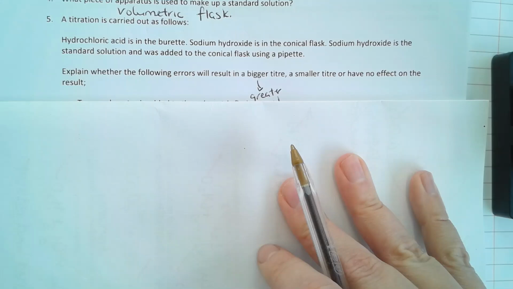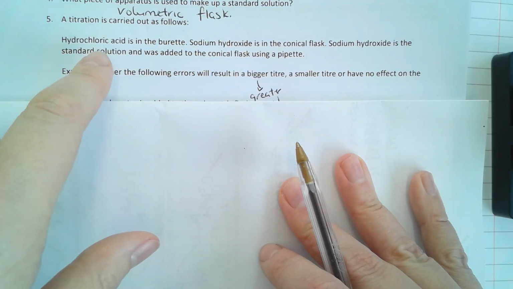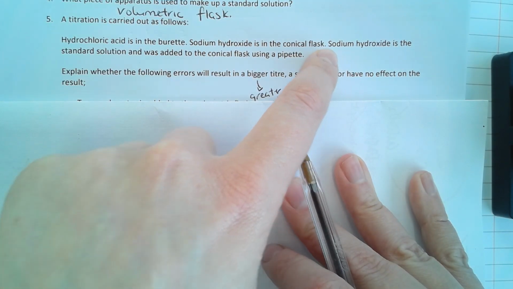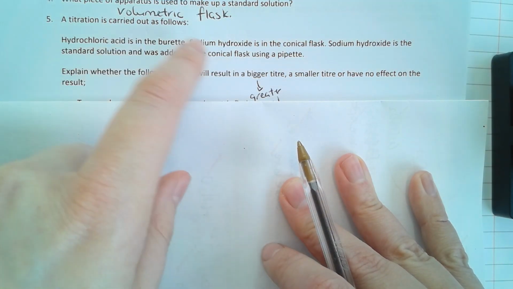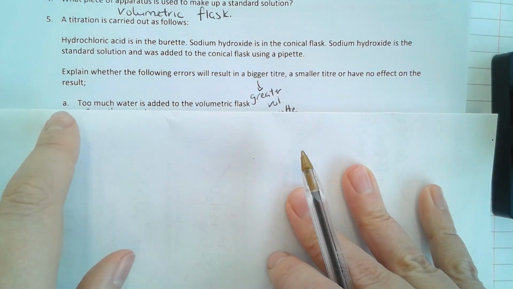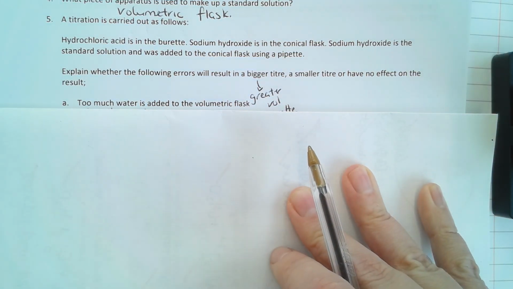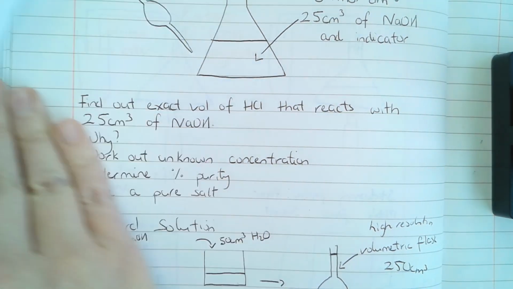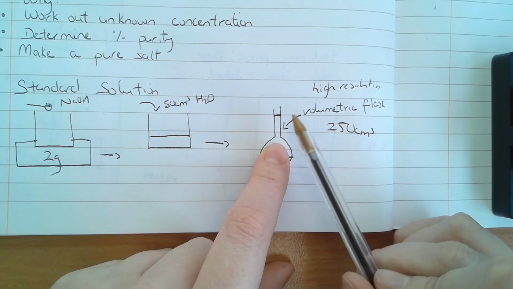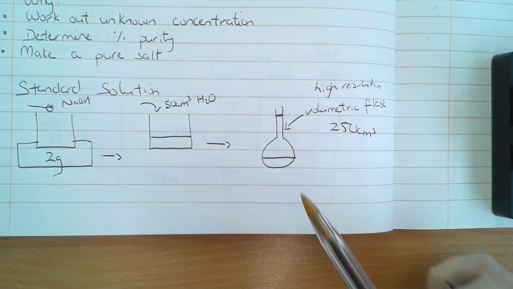With these questions, you can't learn them off because they can change what's in the burette and what's in the conical flasks. You need to read your situation. I've given you the acids in the burette and your standard solution is in the conical flask. That doesn't have to be the case, so just make sure you read it. First situation here is I'm saying too much water is added to the volumetric flask. What effect will that have on your titer? If I'm making up my standard solution in my volumetric flask and I add too much water, then my standard solution is more dilute than it's supposed to be.